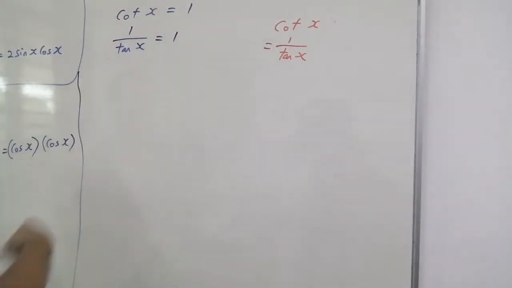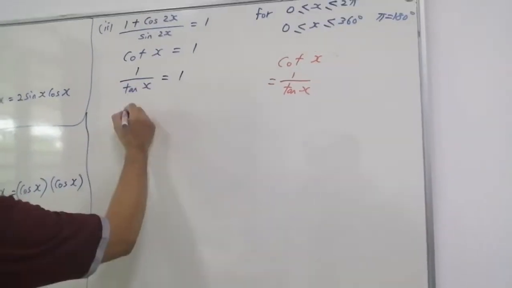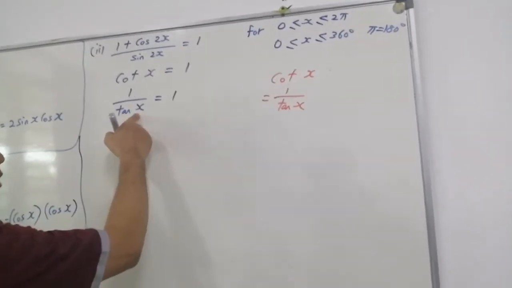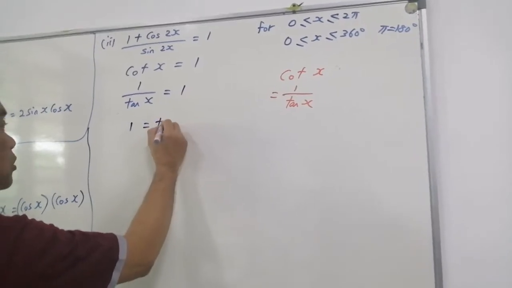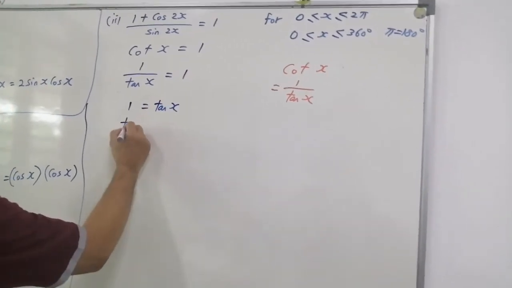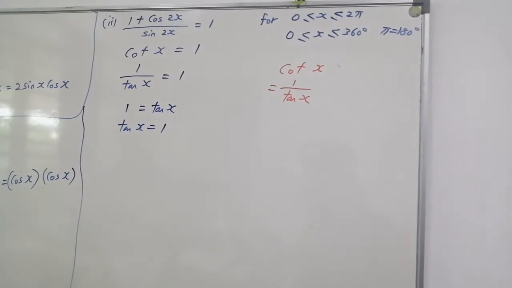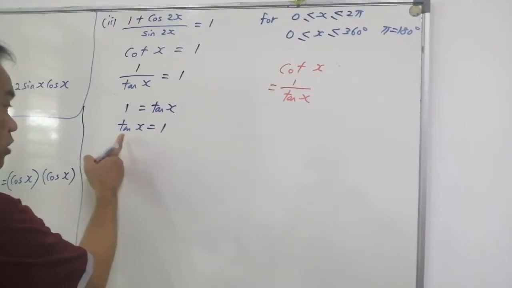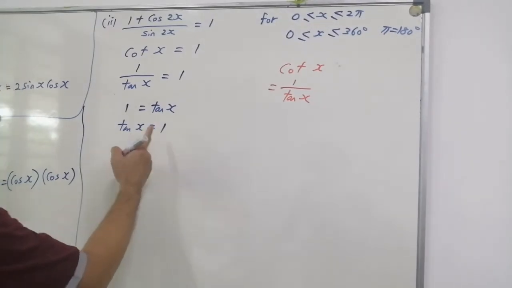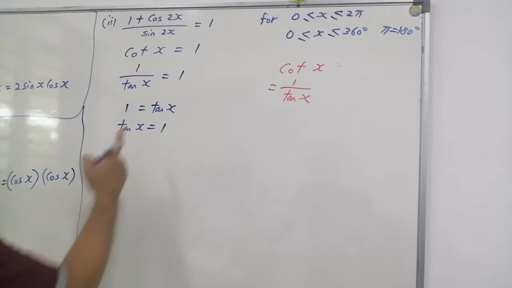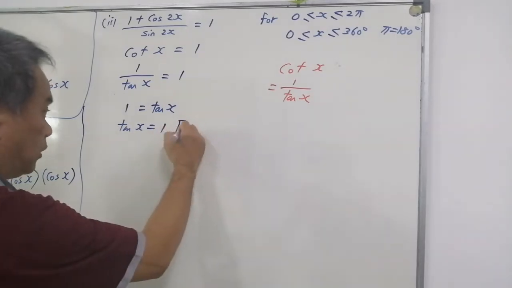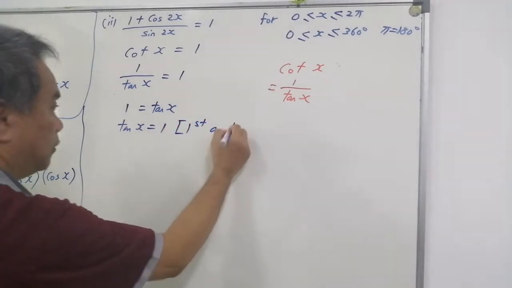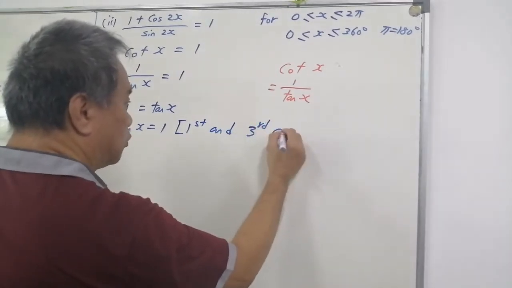So cross multiplication, 1 will be equal to tangent x multiplied by 1, which will become tangent x. Same thing here. Now, they ask me to solve the equation. This means I need to solve for my angle here. For this one, tangent x is positive 1. It's positive, not negative 1. So they will be located in the first and third quadrant.